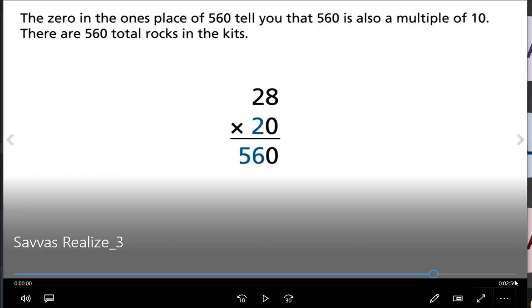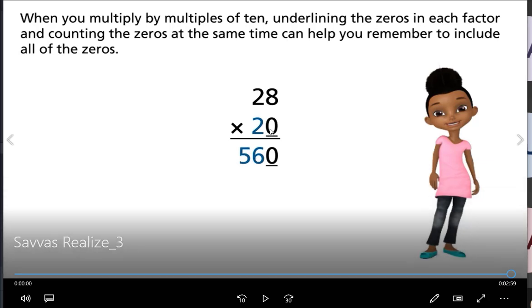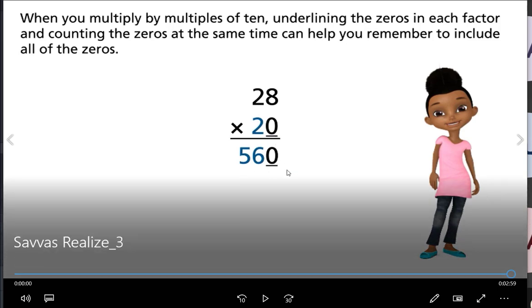Okay, my heroes, as you can see here, when you multiply 28 by 20, you just need to multiply 28 by 2, which is 56, and add the 0. We have an extra 0, so we will put the 0, so 560.